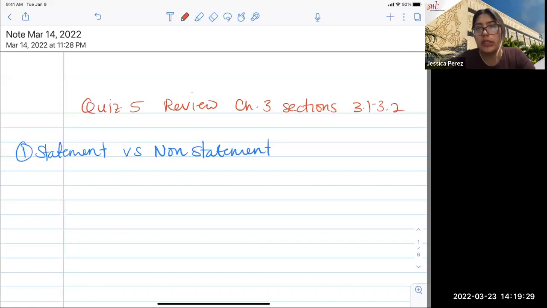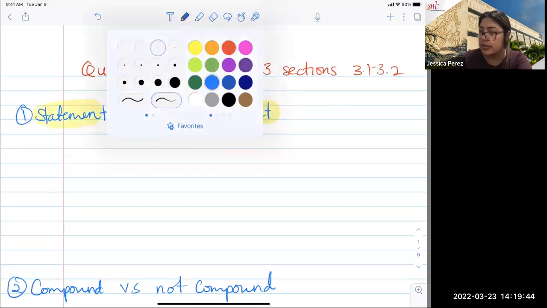We're going to discuss the quiz 5 review on chapter 3, sections 3.1 and 3.2. The first thing you want to make sure you understand is how to define the difference between what is a statement versus what is not a statement. Statements don't have to be true.